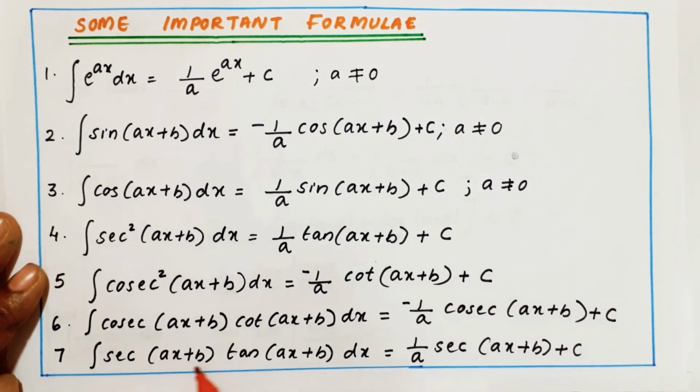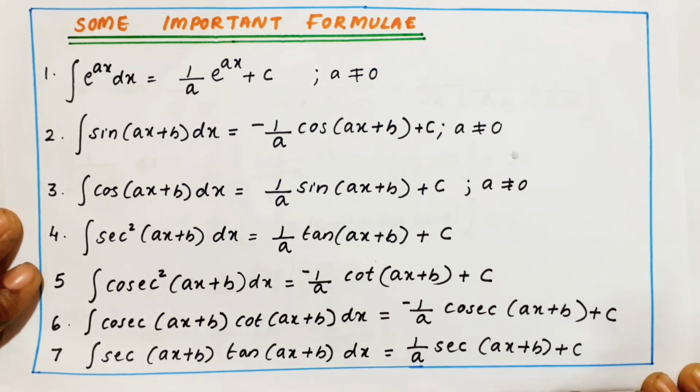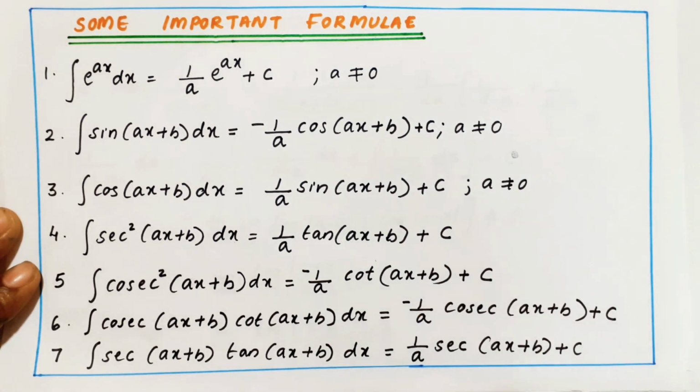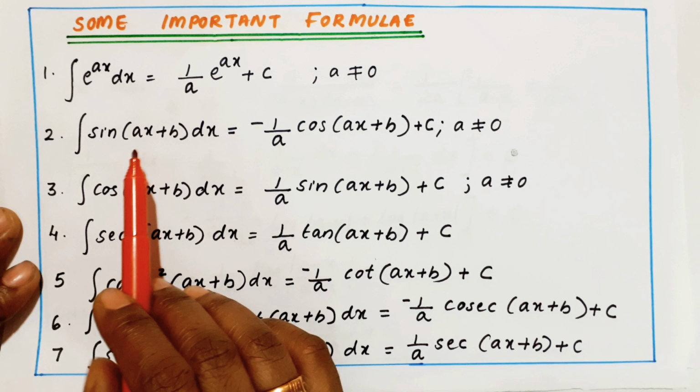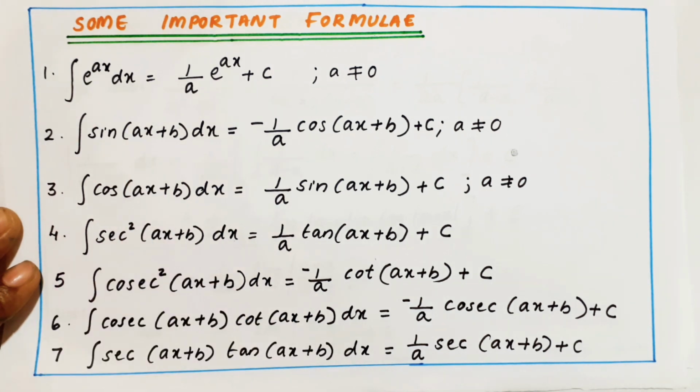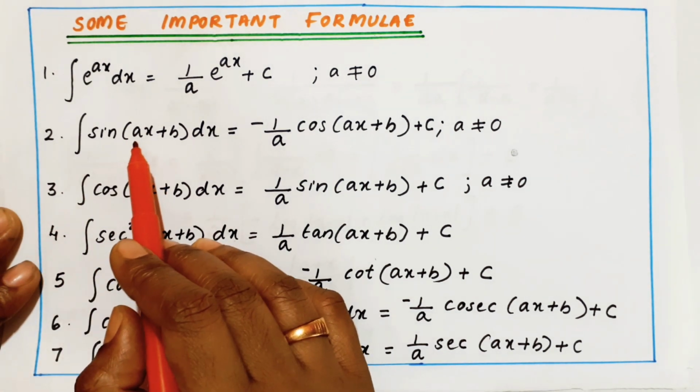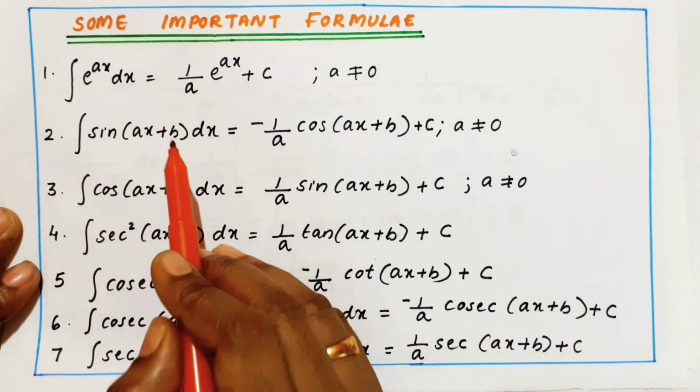Integral of sec(ax+b) tan(ax+b) dx is (1/a) sec(ax+b) + c. These are some important results. If you know these types of short formulas, you can easily solve the questions. Here is how this differs from the previous equation we discussed: the coefficient of x is not 1, it is ax + b.